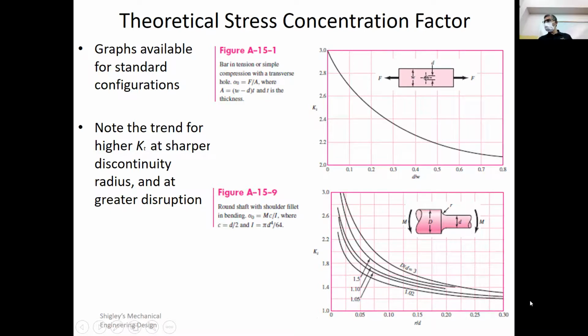We start at the horizontal axis. We go up until we hit the right curve. We go to the left and read what KT value we have here. And then I multiply it by the nominal stress. We're all good? Any questions? Okay, let's keep going then.